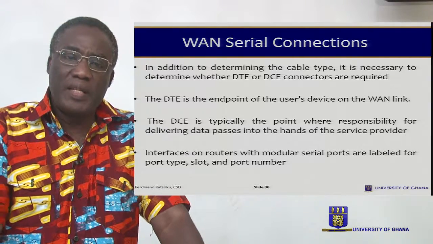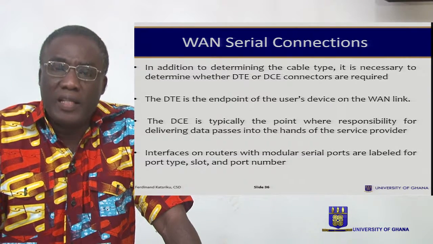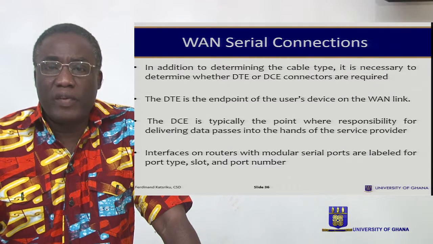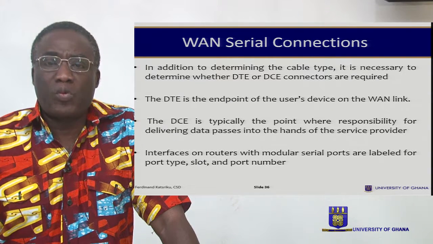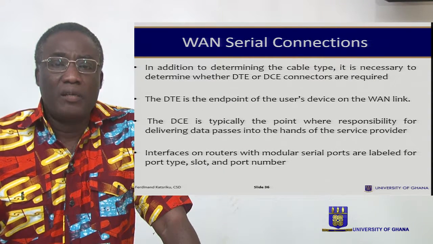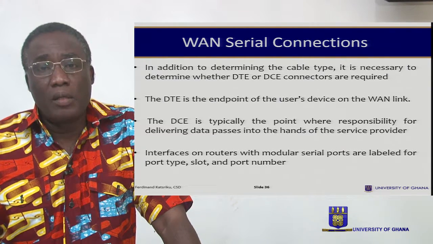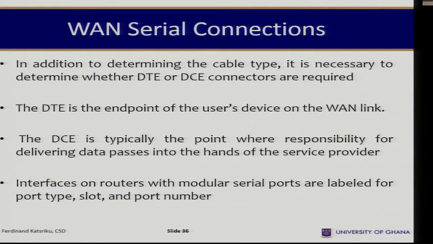In addition to determining the cable type, it is necessary to determine whether DTE or DCE connectors are required. The DTE is the endpoint of the user's device on the WAN link. The DCE is typically the point where responsibility for delivering data passes into the hands of the service provider. So note: user equipment and service provider equipment. Interfaces on routers with modular serial ports are labeled for port type, slot, and port number.